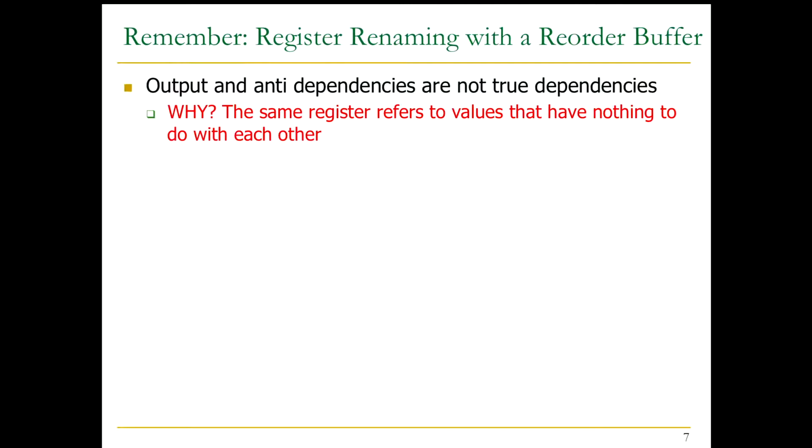Okay. I'll go through this again because we're going to talk about register naming a lot today. Basically, remember that output dependency is write after write. Anti dependency is you do a write after read to the same register. These are not true dependencies because you don't need the data value. They're really dependence on a name of the register, right? The same register refers to values that have nothing to do with each other. You write to the register, and then five instructions later, you write to the same register again because you don't have enough registers in the ISA.